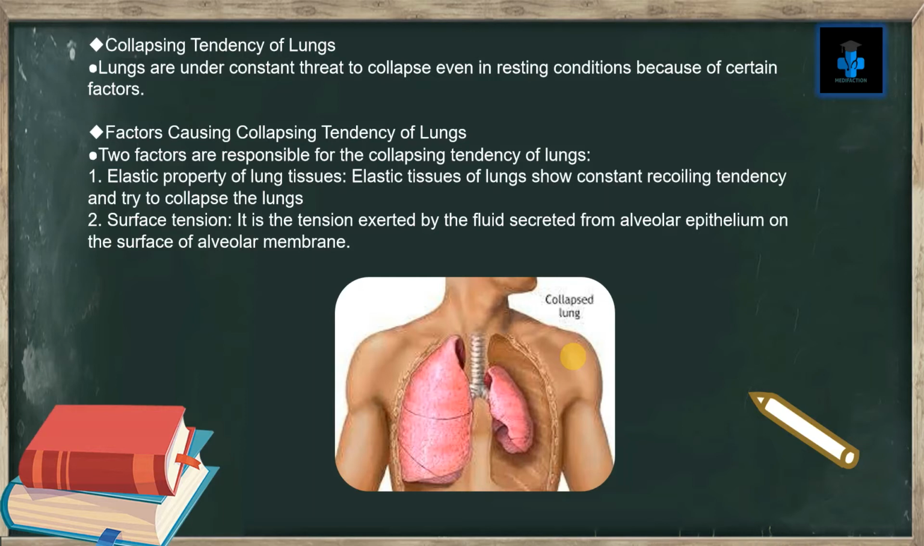Number 2 is the surface tension. It is the tension exerted by the fluid secreted from alveolar epithelium on the surface of alveolar membrane. This is how a collapsed lungs look like.